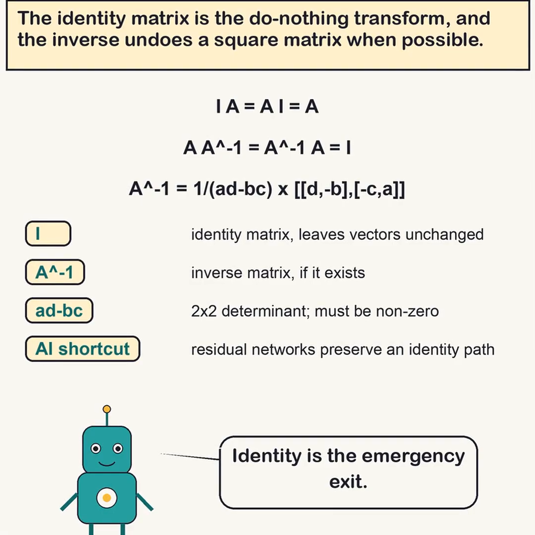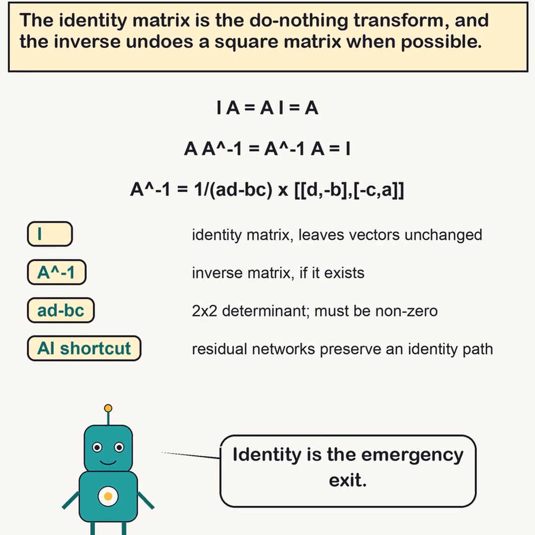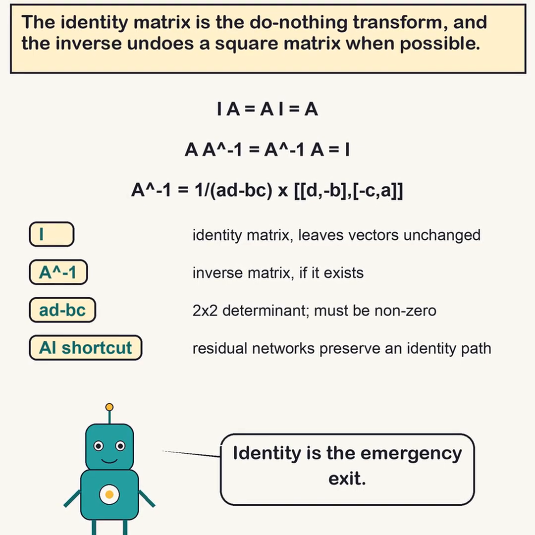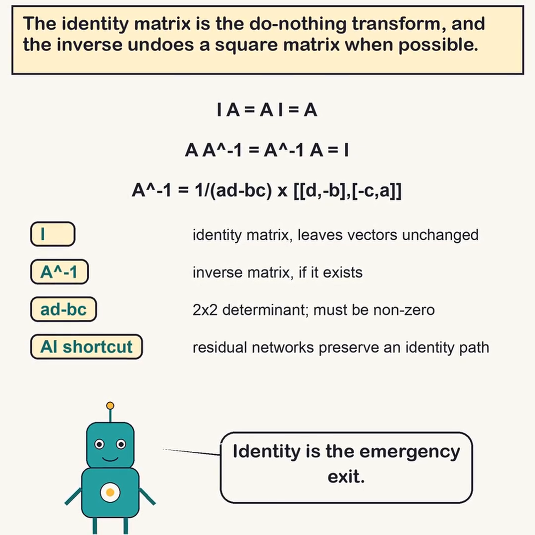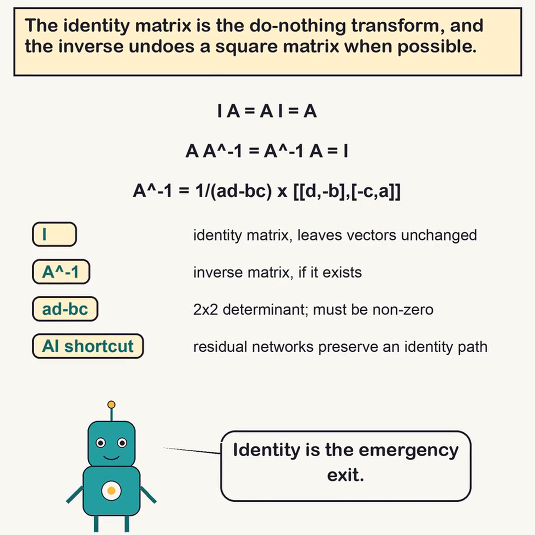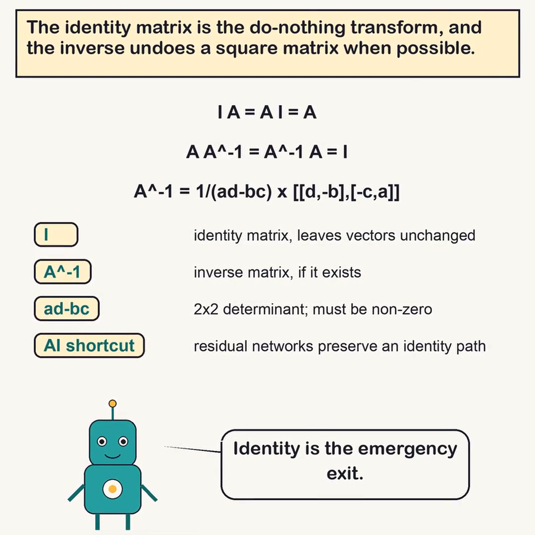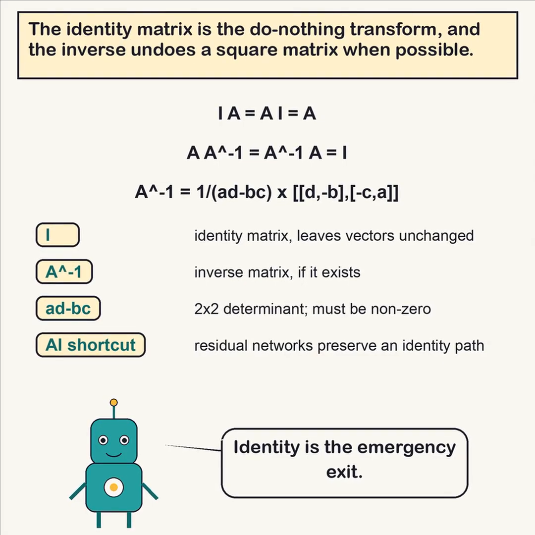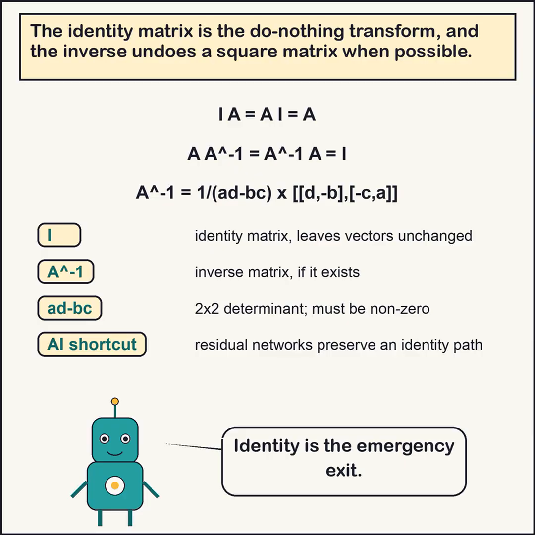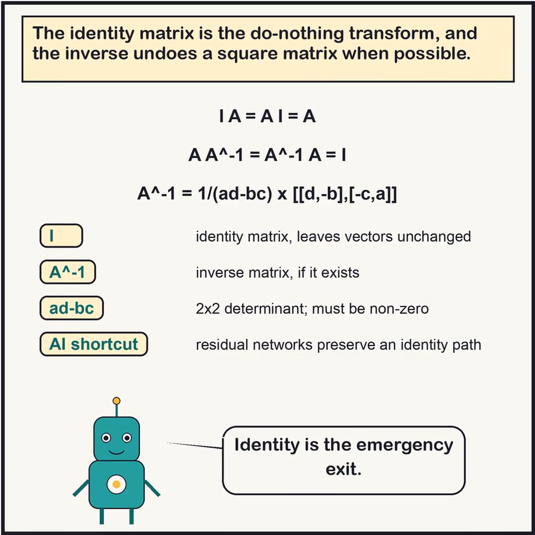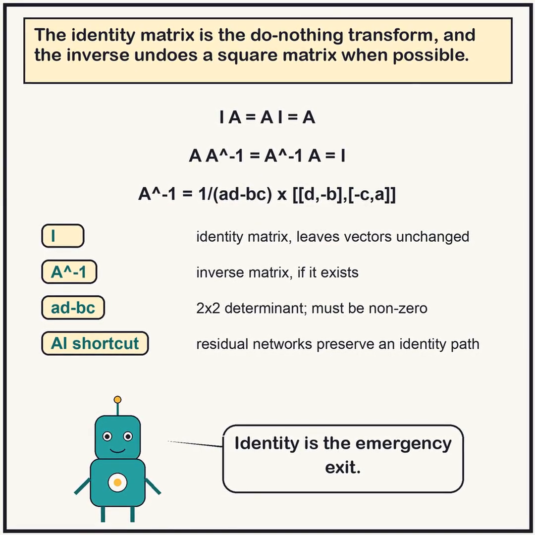The identity matrix leaves vectors unchanged. An inverse matrix undoes a square full rank matrix. For a 2x2 matrix, the determinant ad - bc must be non-zero before the inverse formula is valid. Real-world analogy: identity is a clear glass pane, and an inverse is the matching undo button for a reversible machine.